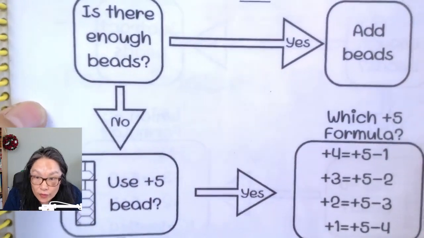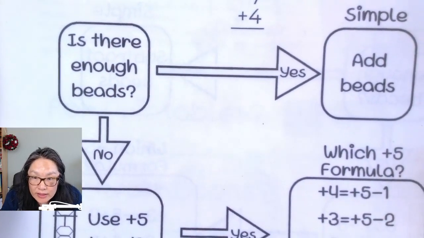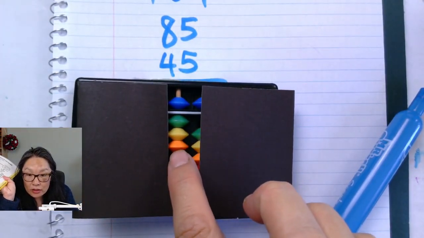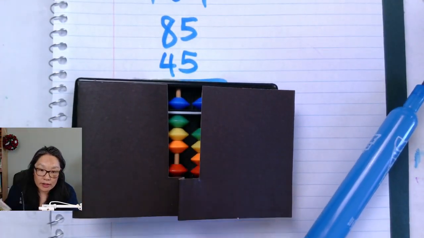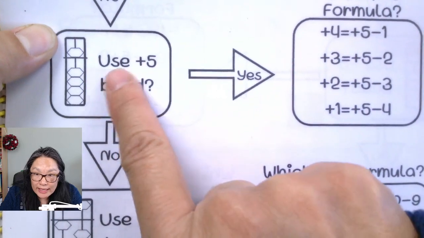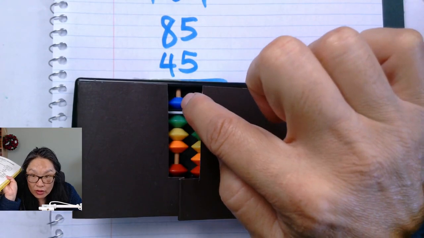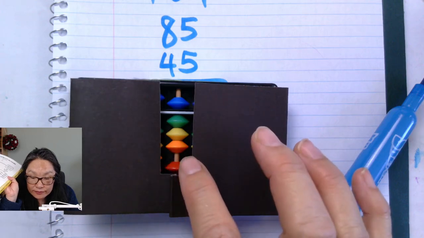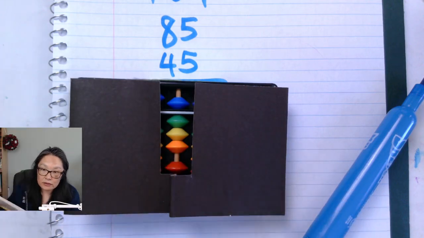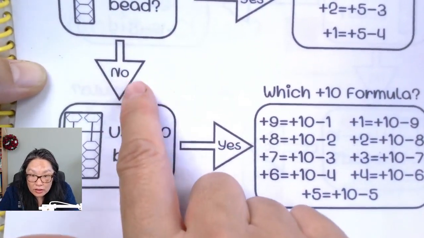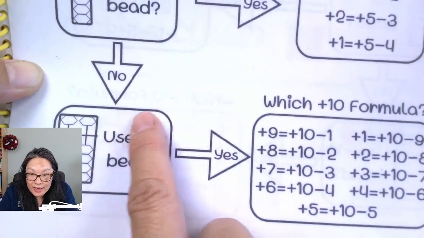We want to add the 4. CompuBear, is there enough beads to add the 4? No. Okay. Then what do? I have to go here. Can I use this 5? No. I'm already using it. Right? No again. So then I have to go down to here. And I have to plus the 10.